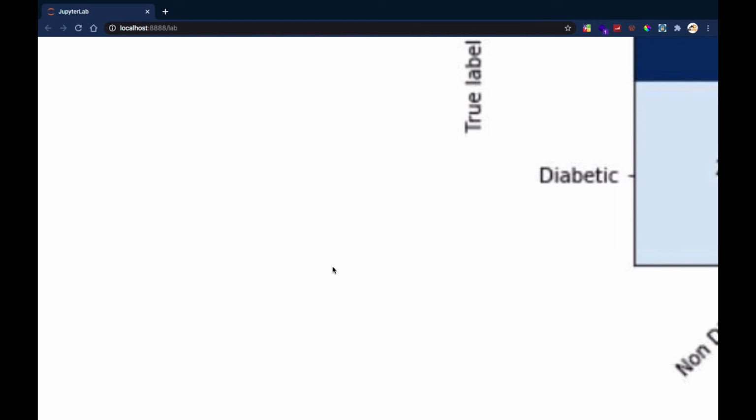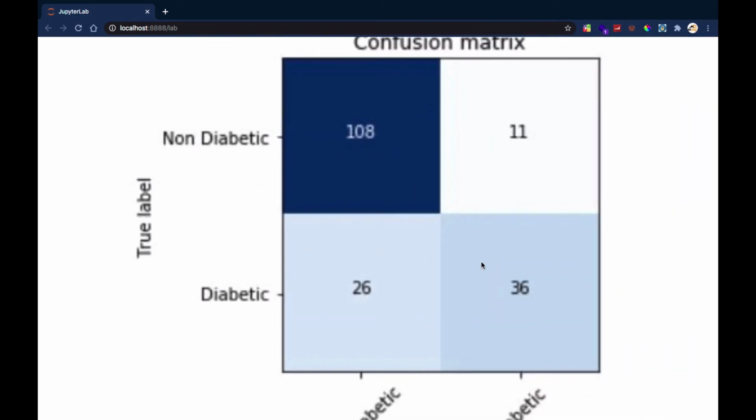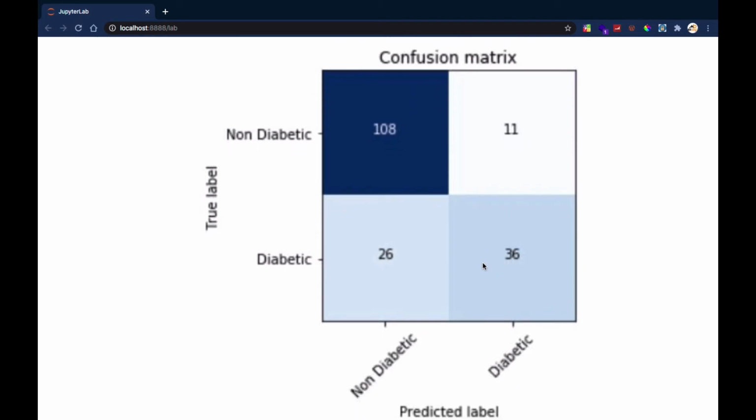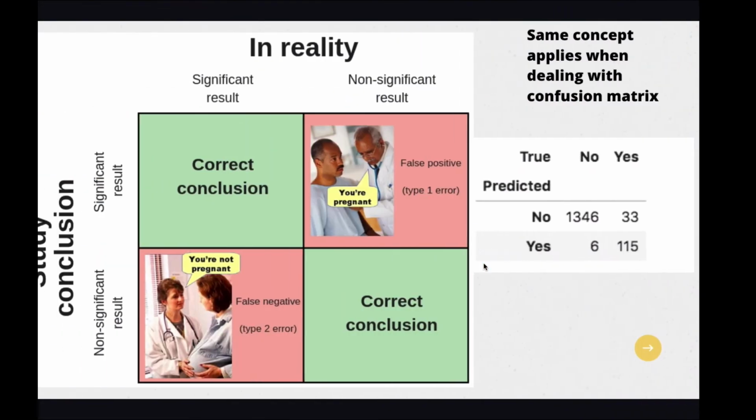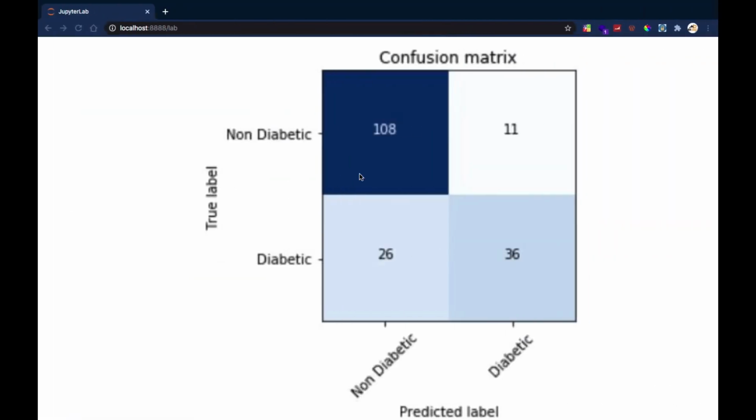So you can see this project over here. We have a confusion matrix here. The name itself is a confusion matrix, so it's actually confused, right? That's why you can see the man is not pregnant, but the doctor at the hospital is saying the man is pregnant. That's a confusing kind of result that is coming. You have to take care with the interpretation itself, because it's actually confusing.